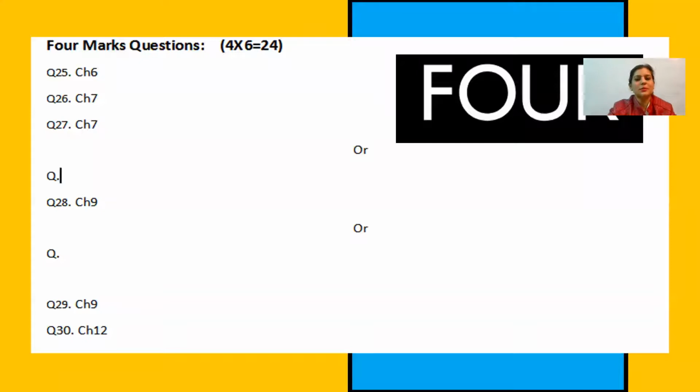What is a multidisciplinary question? Multidisciplinary means we can frame one question from 2 different chapters. Don't worry about it. Just write what you know, and we have provided sample questions to you also so that you can solve. Question number 28, optional, same internal choice, and 29 from chapter 9, and question 30 from chapter 12, consumer protection. So 6 questions carrying 4 marks each.